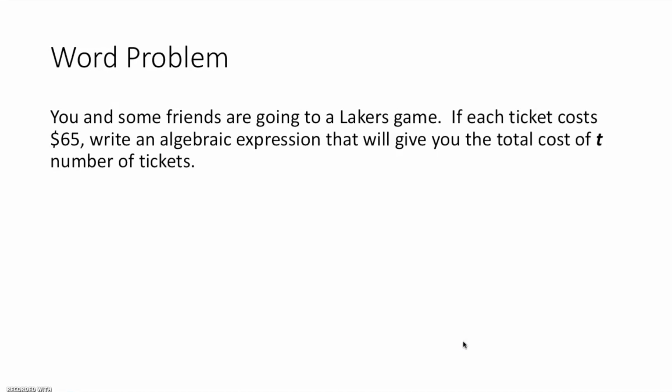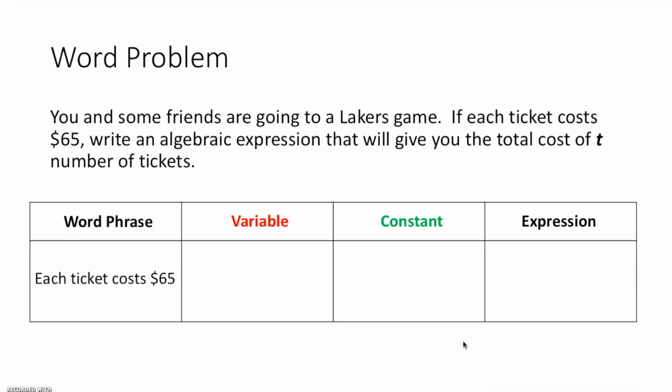Now we have our word problem. This says you and some friends are going to a Lakers game. If each ticket costs $65, write an algebraic expression that will give you the total cost of t number of tickets. So let's start with our word phrase. What's our phrase that we're using for our expression? Well, that's going to be each ticket costs $65. Now, if each ticket costs $65, that's going to be our constant. We'll get there. But what's our variable? Well, we say we want an expression that will give you the total cost of t number of tickets. So t is going to be our variable here.